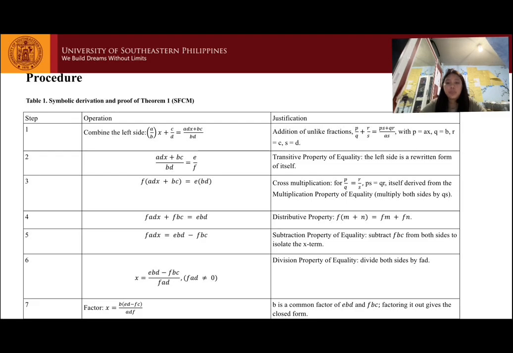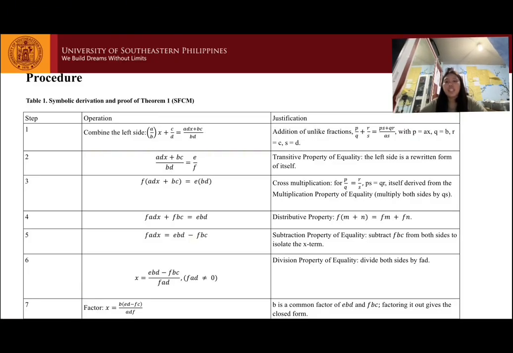For step 2, we rewrite the equation. After combining the fractions, we simply rewrite the equation, so nothing changes in this step. We are only expressing the left-hand side as a single fraction while keeping the equation equivalent. This follows the transitive property of equality, meaning the equation still represents the same relationship.